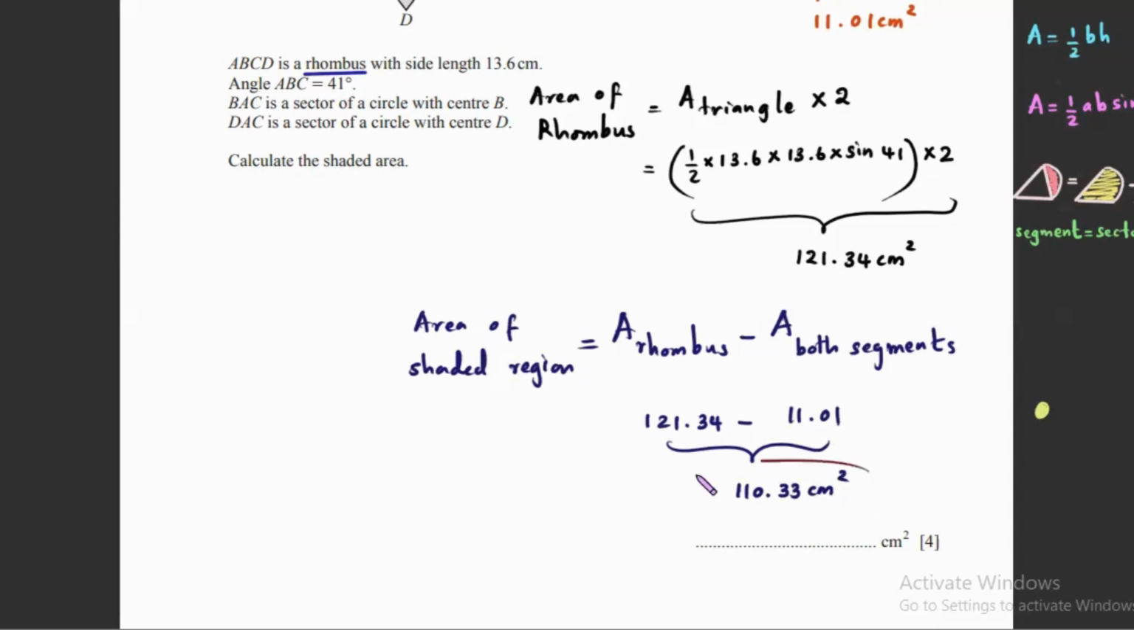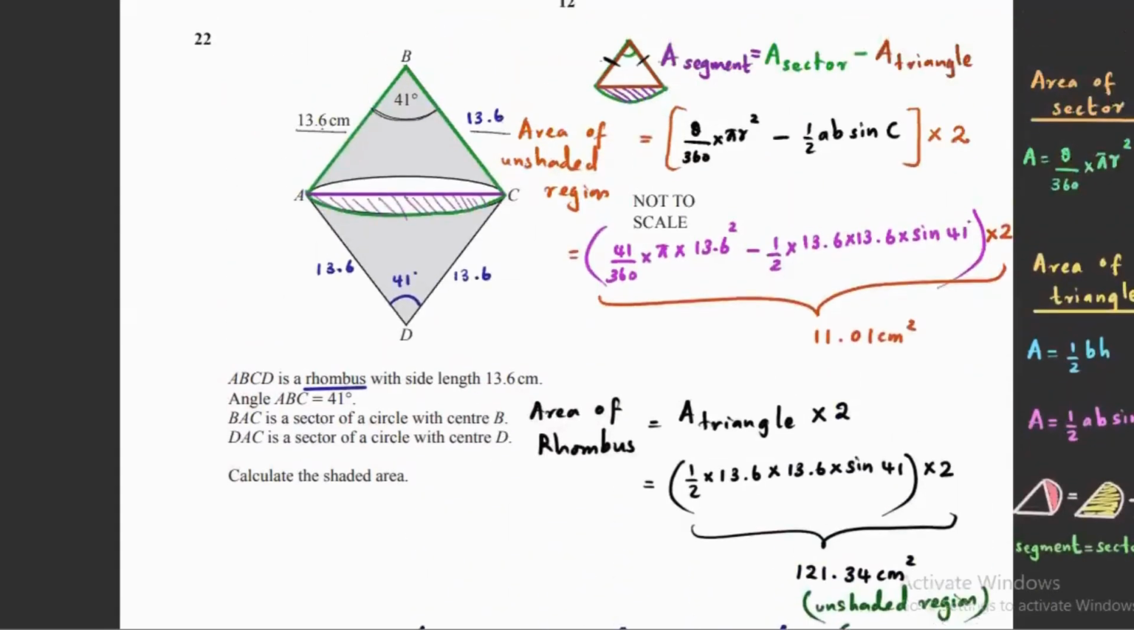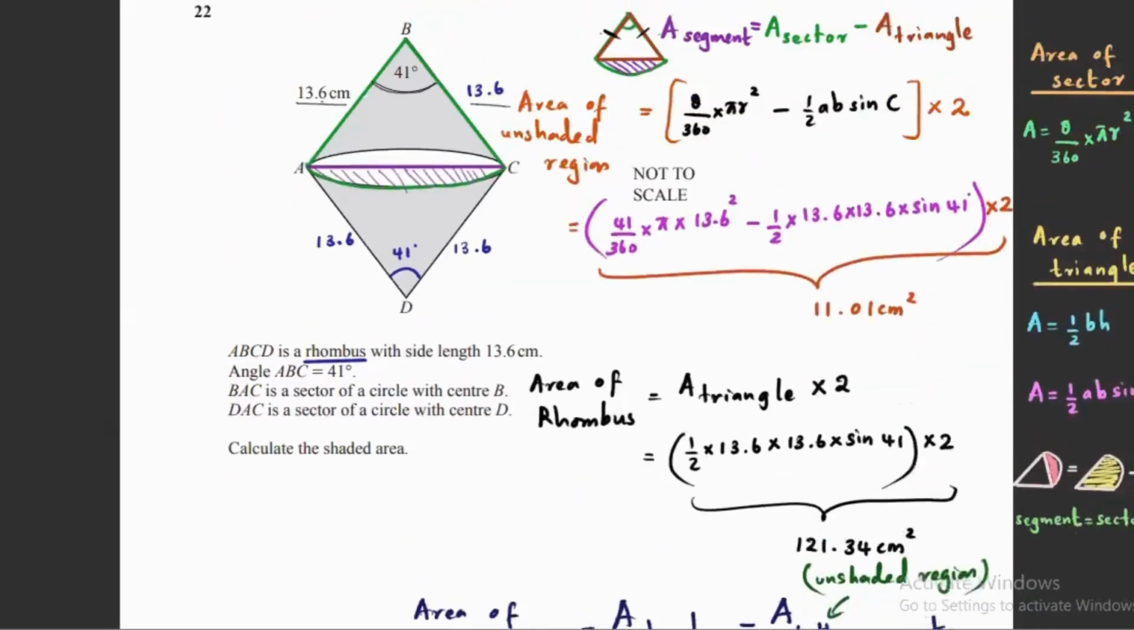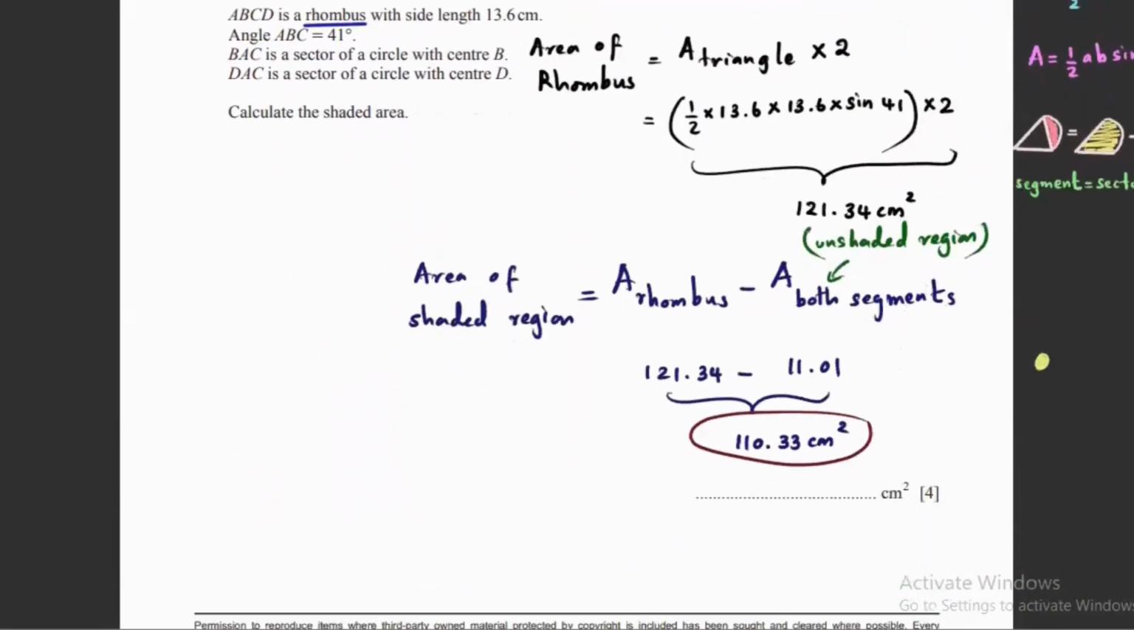So in this case, the area of both the segments is the same as the area of the unshaded region. It's the same thing. So the unshaded region is made out of two segments. So this is how we need to work out question 22. So we are done with the last question.